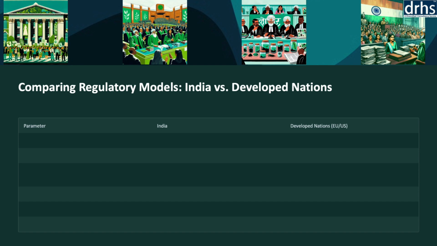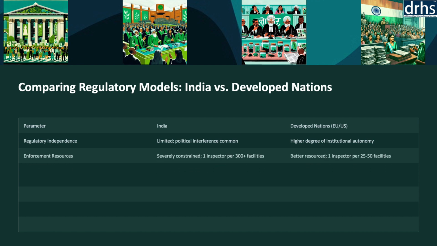The first parameter we are going to discuss is regulatory independence. In India, the regulatory bodies often face political interference, which can undermine their autonomy and effectiveness. This contrasts sharply with developed nations like the EU and the US, where regulatory agencies typically enjoy a higher degree of institutional autonomy. This independence also allows them to enforce regulation more consistently and without undue influence from political entities.